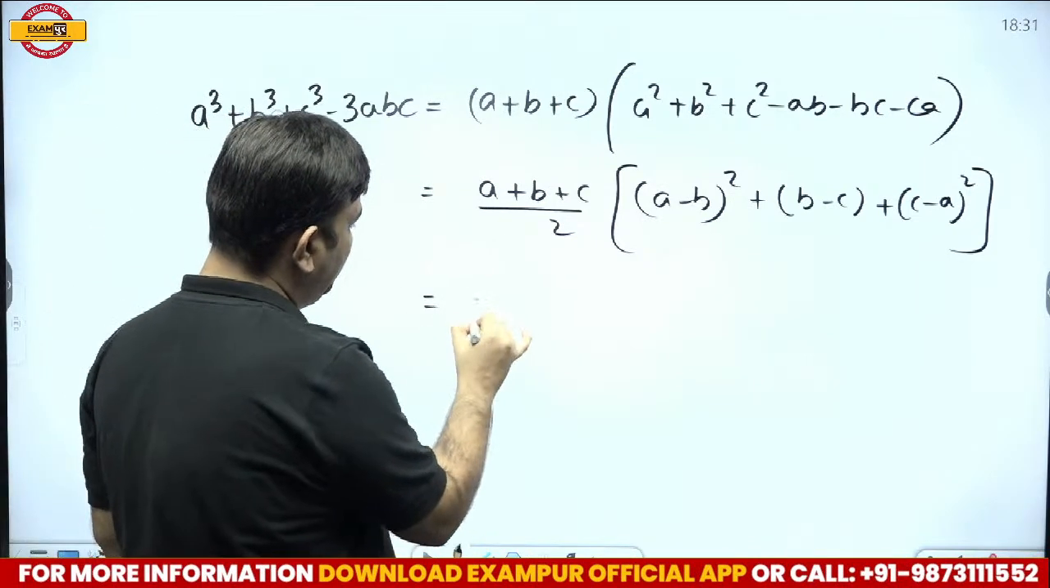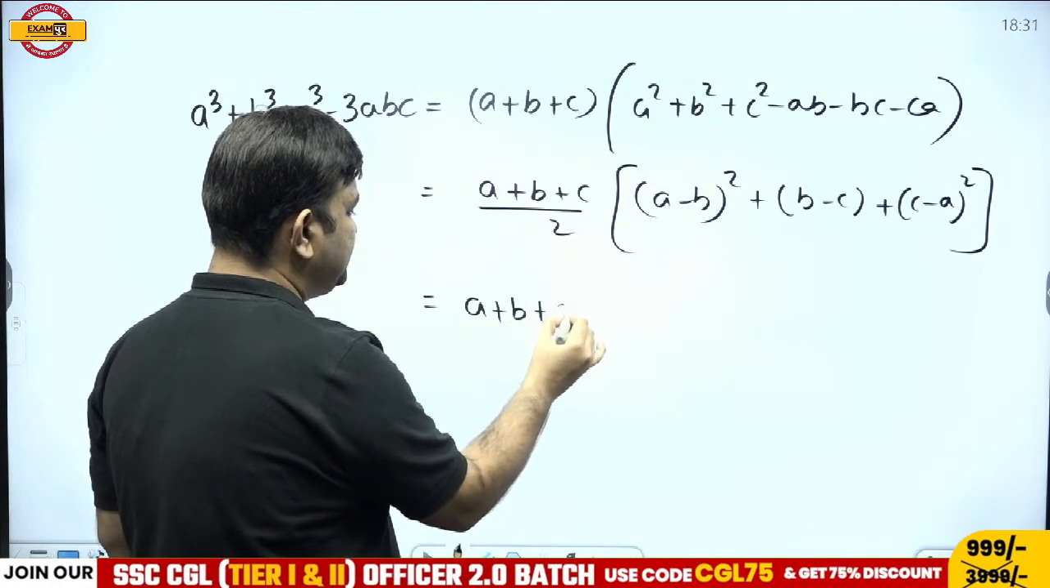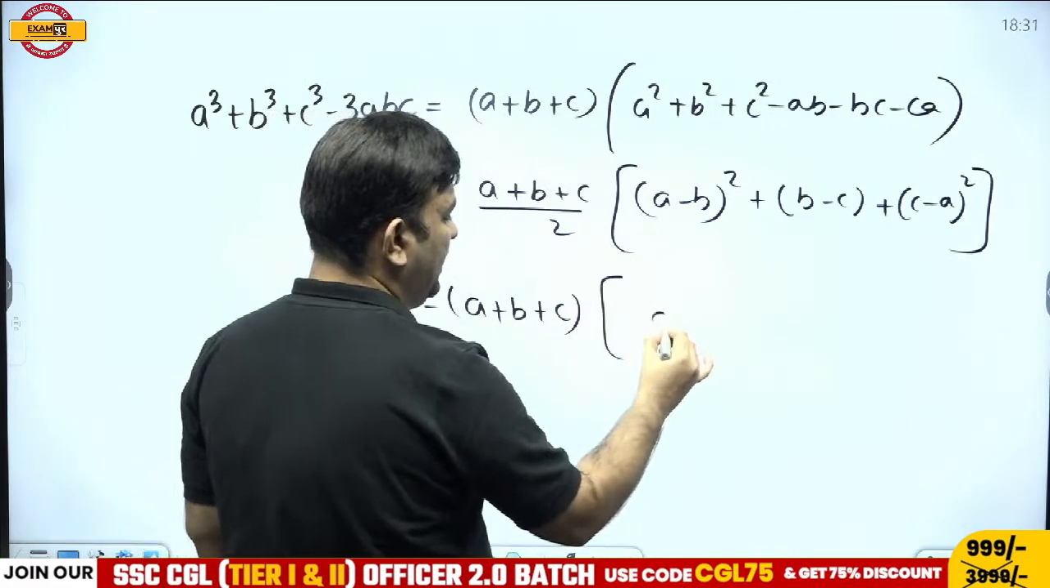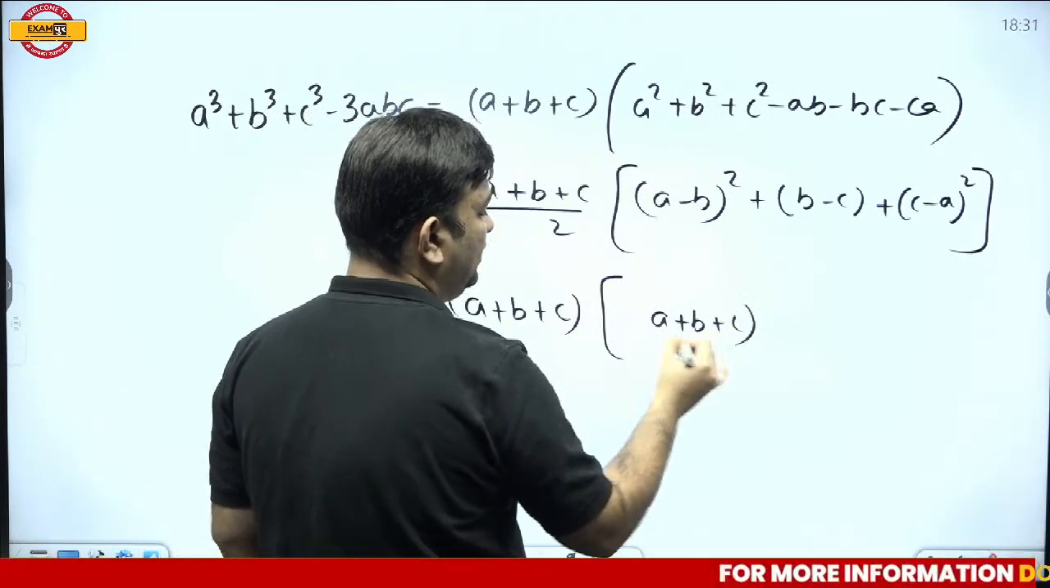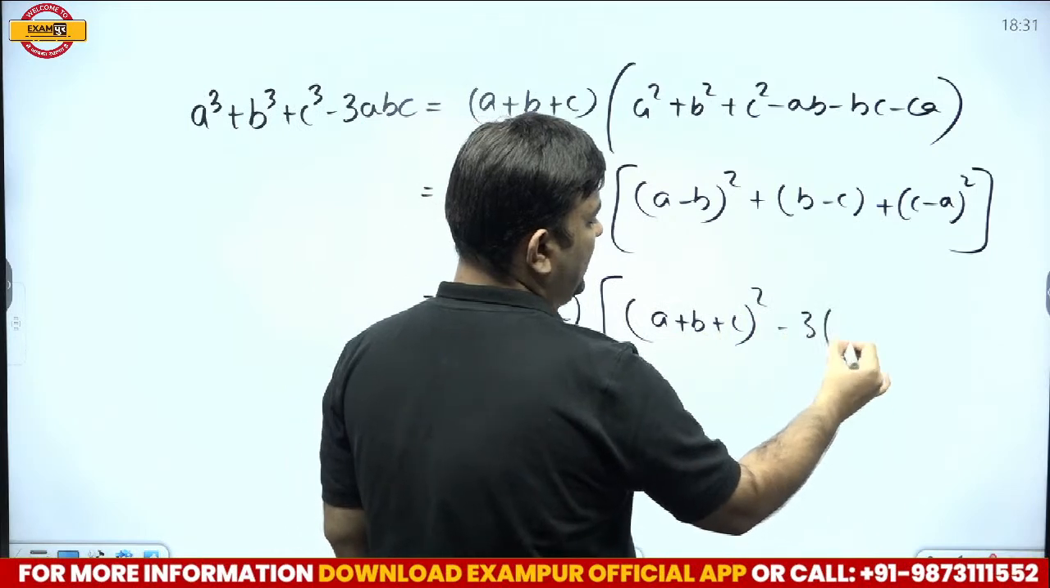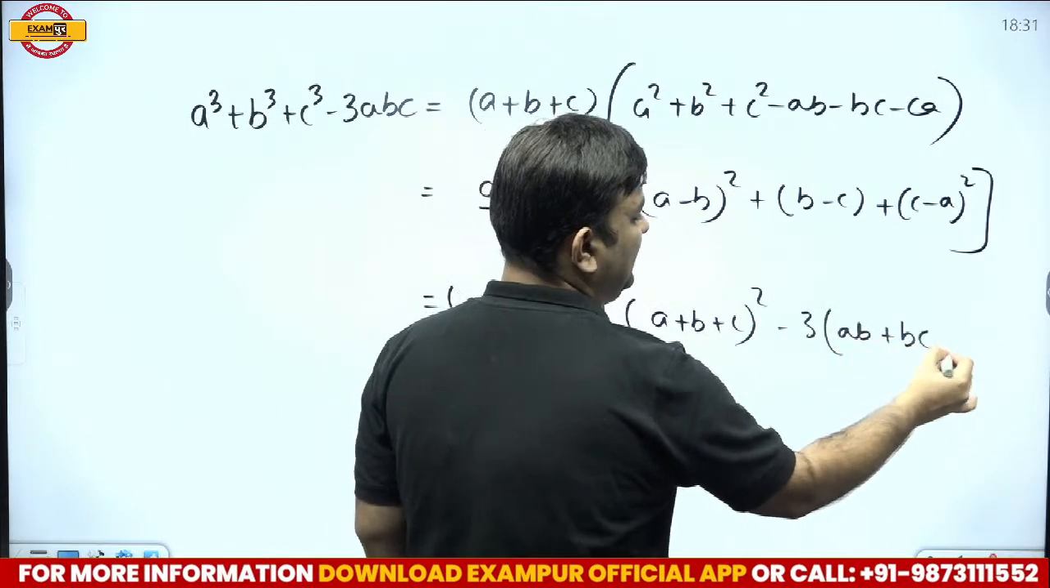The third and the most used way is a plus b plus c ka whole square minus 3 times of ab plus bc plus ca. Highly used.